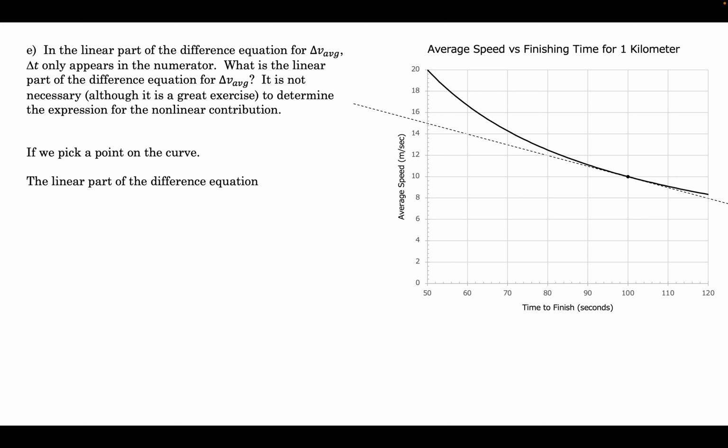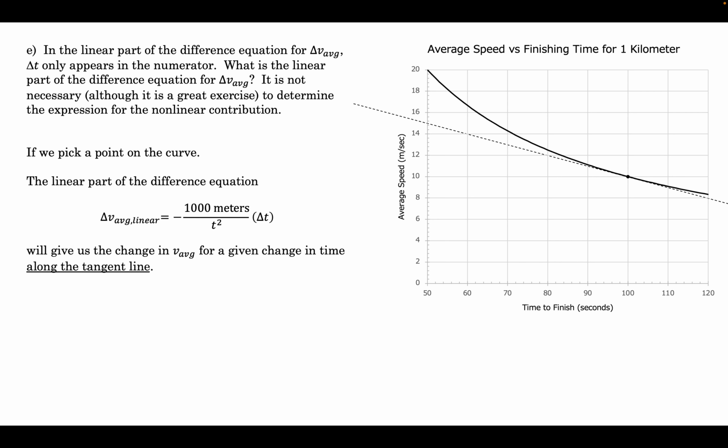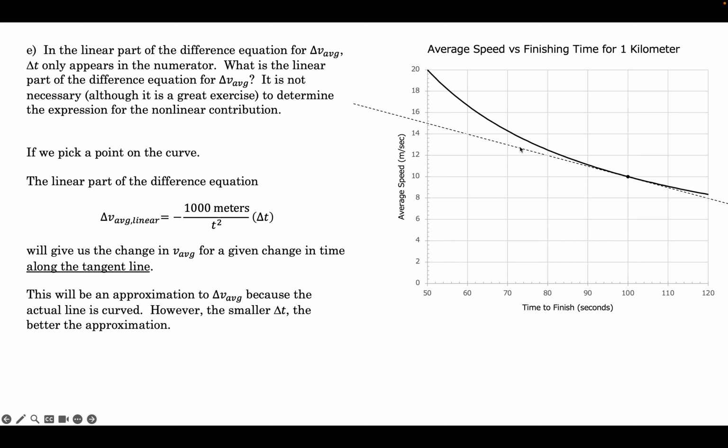So if we pick a point on the curve, the linear part of the difference equation, that part right there, gives us the change in V average along the tangent line, along this line. That's the linear part. This is an approximation because the actual line is curved, but the closer we get to the point, the smaller the delta t, the smaller we go away from the point, the better the approximation.